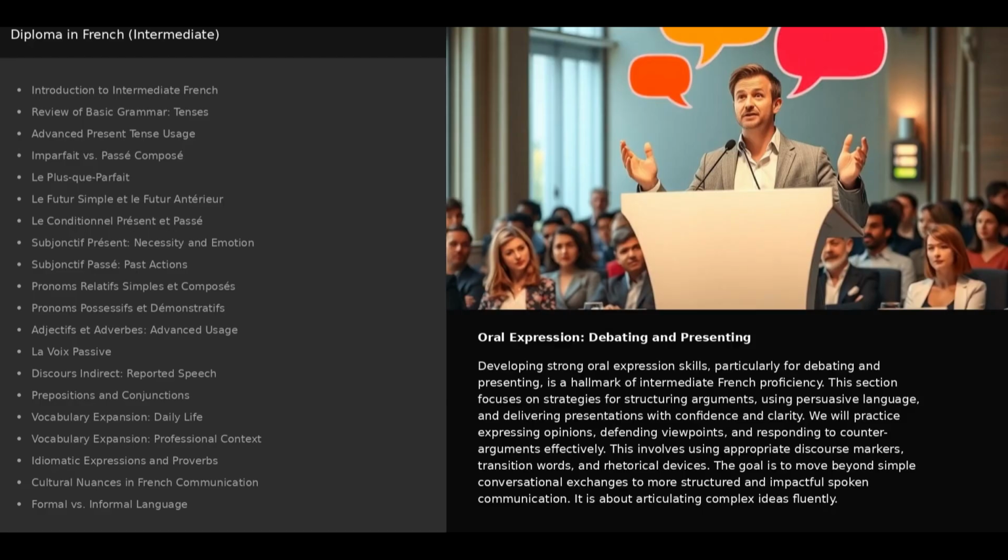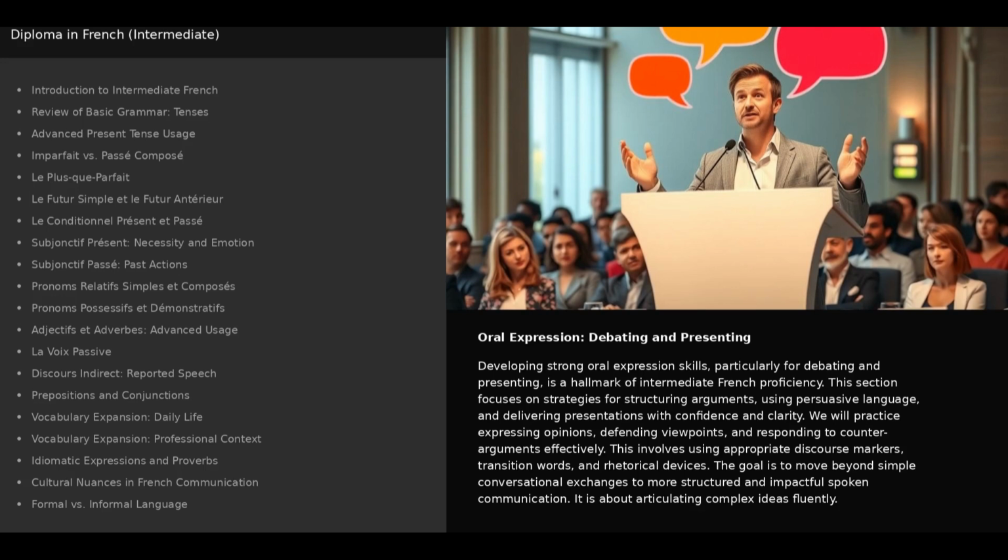Oral expression, debating and presenting. Developing strong oral expression skills, particularly for debating and presenting, is a hallmark of intermediate French proficiency. This section focuses on strategies for structuring arguments, using persuasive language, and delivering presentations with confidence and clarity.